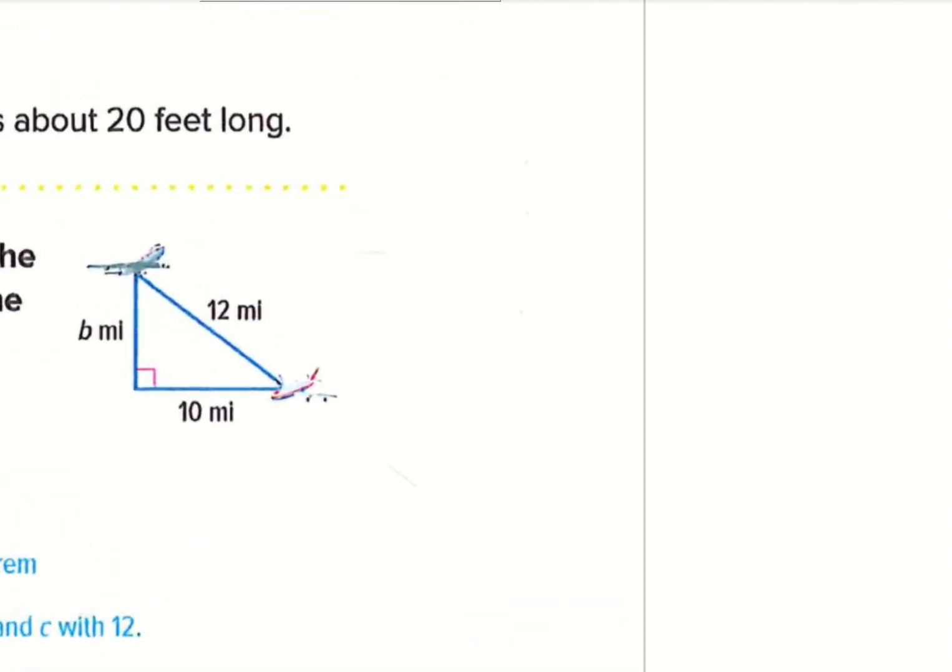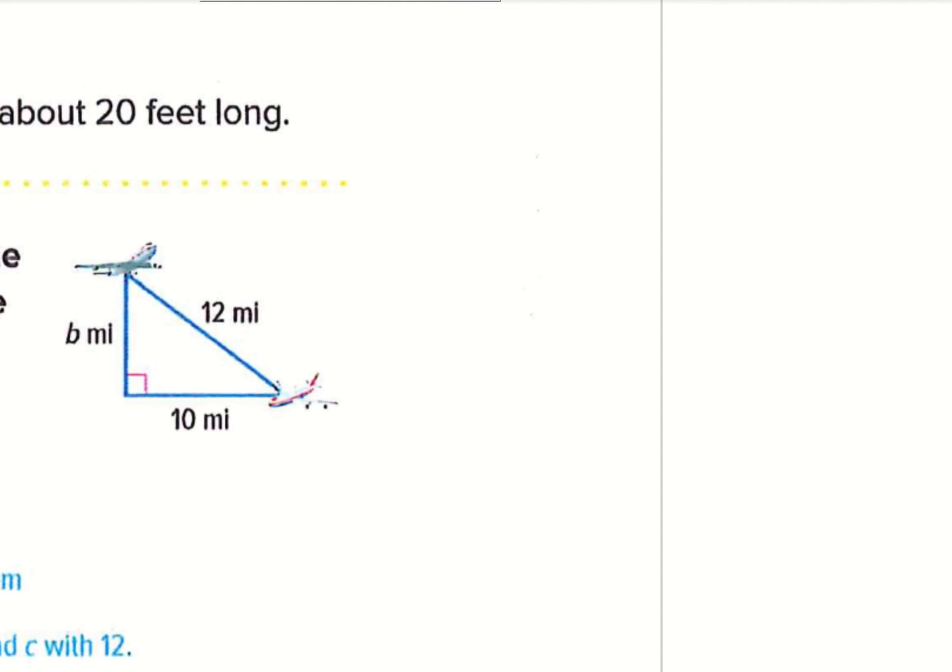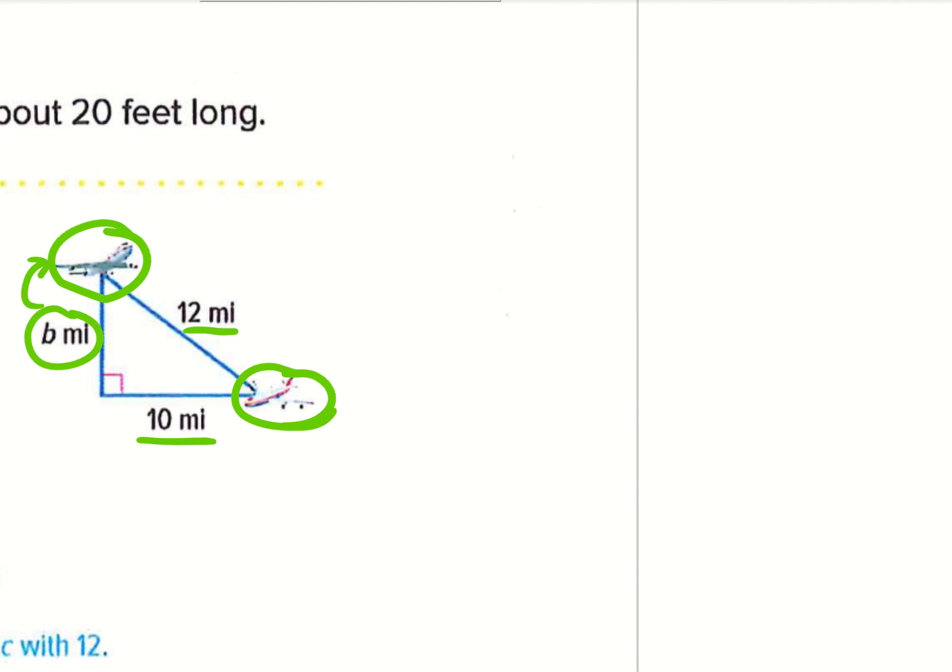So this triangle, they're showing us we have one plane up here, one plane down here. The distance between them from left to right, or across the ground, would be 10 miles. And the diagonal distance, for some reason, we know that that is 12 miles. So we want to find the exact height of this plane right here. All right, we can use the Pythagorean Theorem to do that.